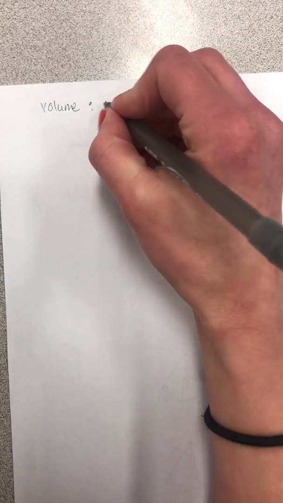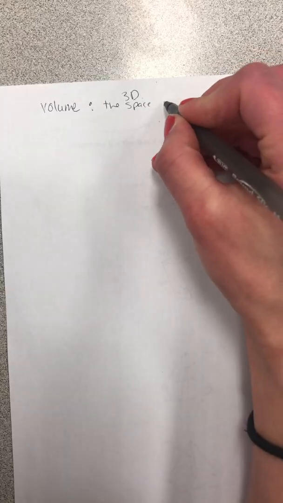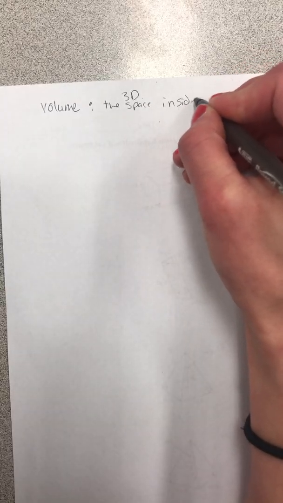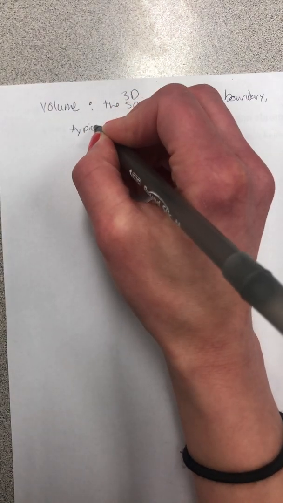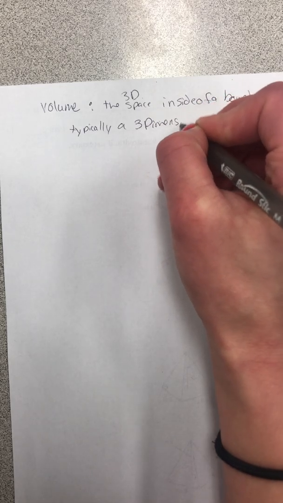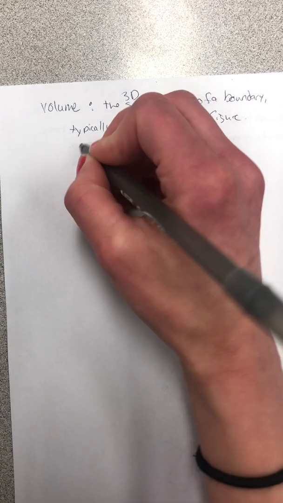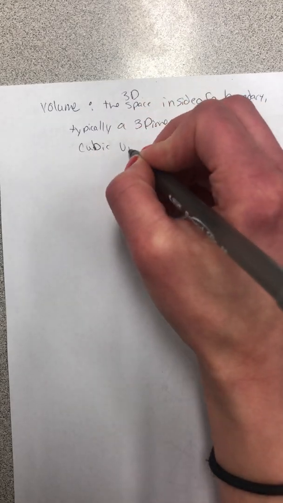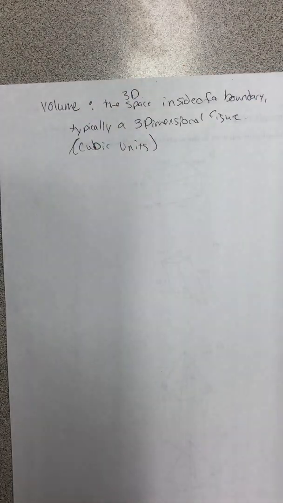Well, volume is the space, or the three-dimensional space, inside of a boundary. Typically, a three-dimensional figure. And it's always seen in cubic units. So volume is the amount of space taken inside a boundary and/or a three-dimensional figure.